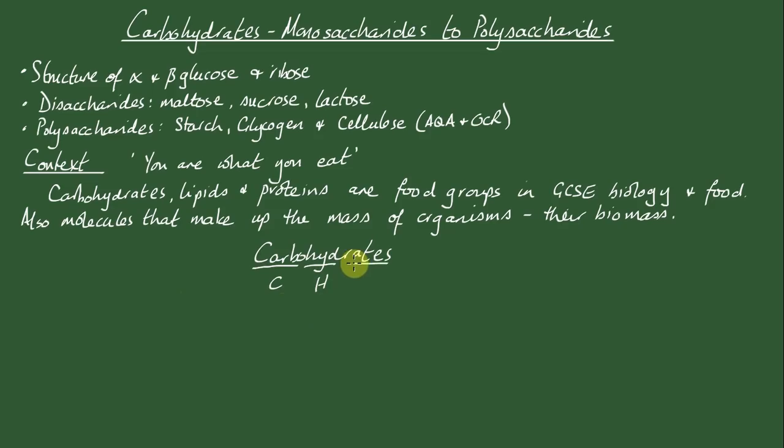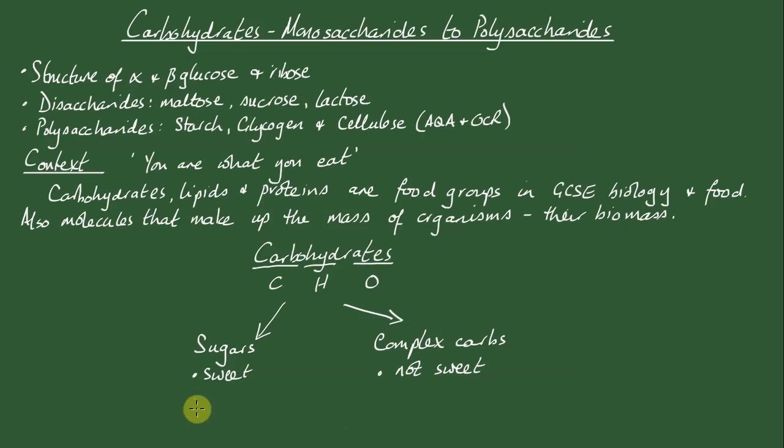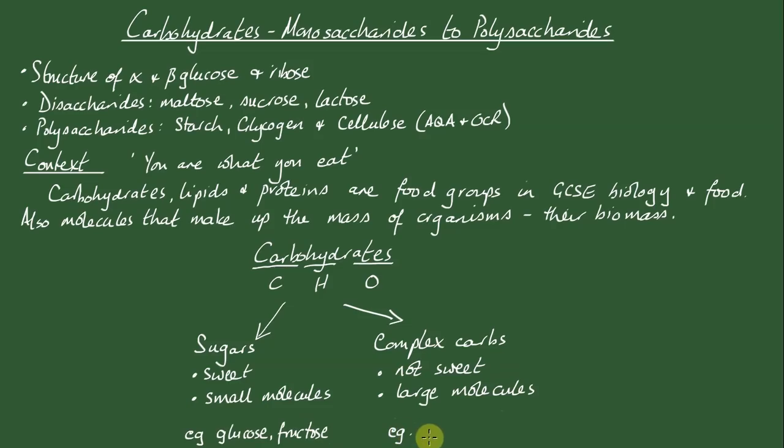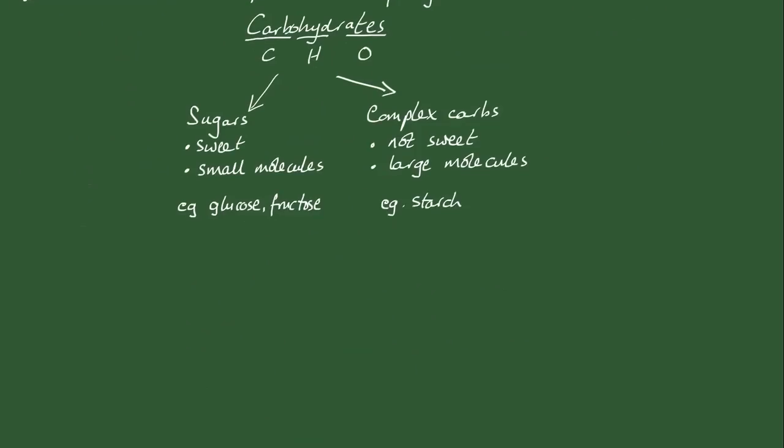So, quick family tree of carbohydrates. Carbohydrates are made up of carbon, hydrogen and oxygen. That "ate" at the end tells you that there is oxygen in the molecule. 2 main branches, sugars and complex carbohydrates. Sugars are sweet and they are small molecules. And complex carbohydrates aren't sweet and they are very much larger. Examples from your GCSE: sugars, for example, glucose and fructose that you will have come across, and complex carbohydrates that you'll know about, starch and glycogen.